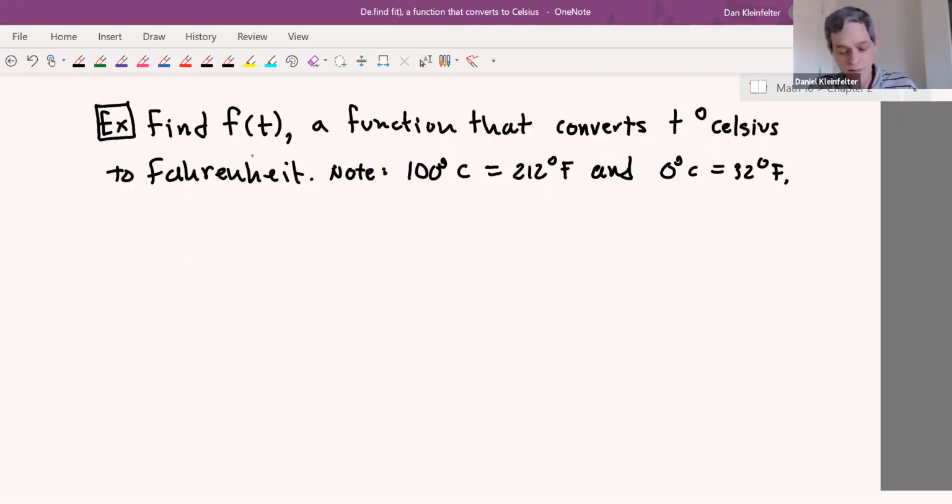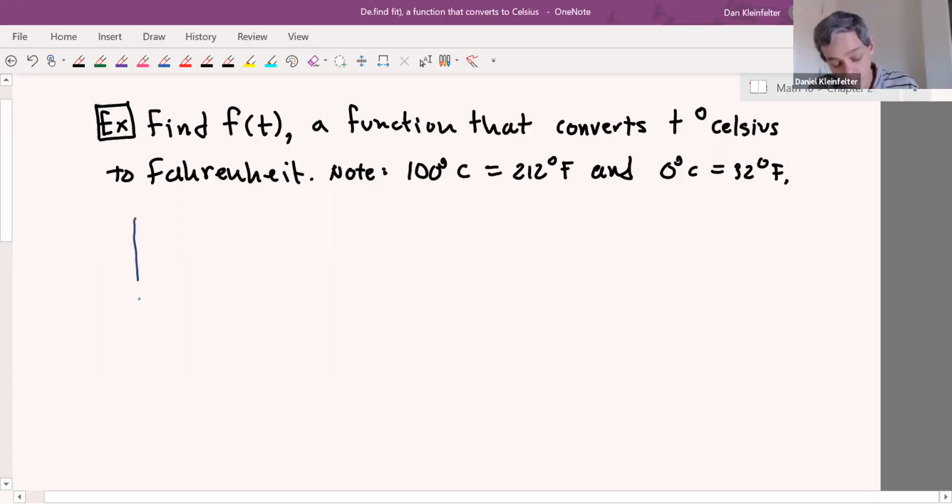So let's try this one. We're to find f of t, a function that converts t degrees Celsius to Fahrenheit. And then we're given a little information. 100 degrees Celsius is the same as 212 degrees Fahrenheit. And then 0 degrees Celsius is the same as 32 degrees Fahrenheit.